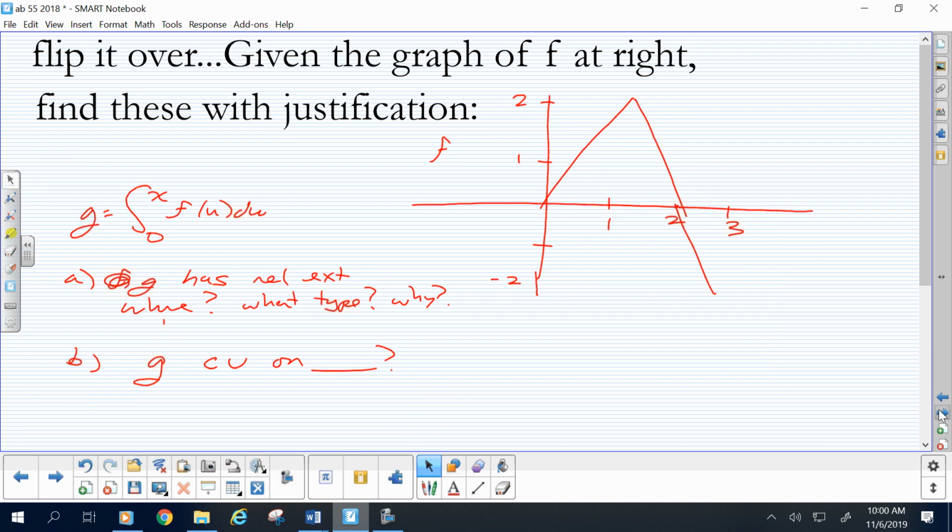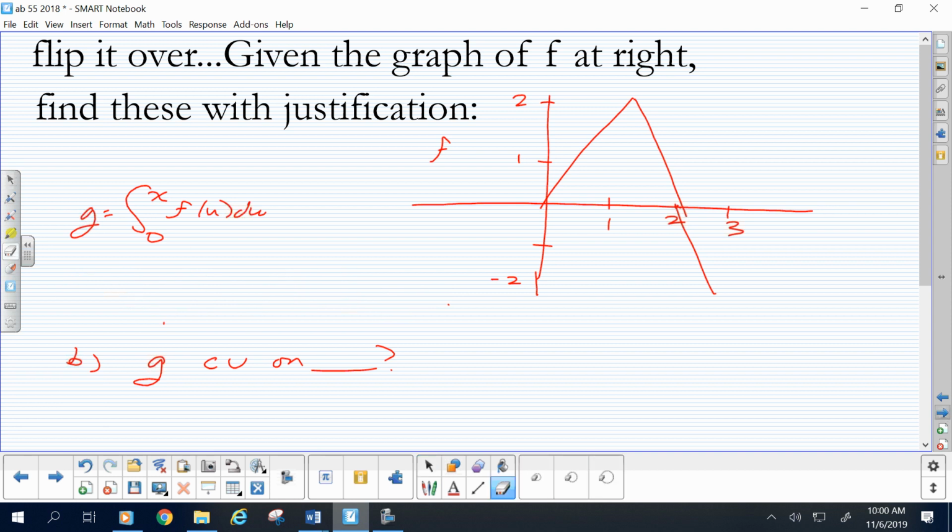All right, good deal. Would you flip this over and just do one quick one to see if you understand this individually, not anybody else, just you. So I give you this function f that looks like that. It's quasi-linear, or two lines, 2 triangles, if you like, or 3 triangles, depending on how you look at it. My question A is, where does G have a relative extrema? And question B, with justification. Question B is, where is G concave up? I'll give you a second to think about that.